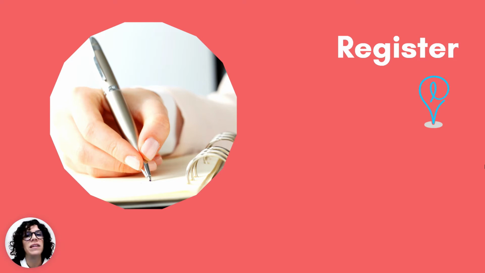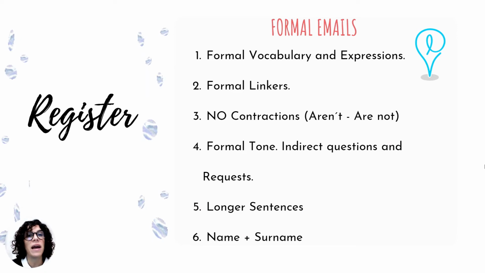Now that you have read the example, we're going to work on register. We are writing formal emails, and formal emails have these characteristics. First of all, number 1 and number 2, vocabulary, expressions, and linkers are formal. We use the formal ways to speak. Number 3, there are no contractions. Remember that we don't use contractions in formal pieces.